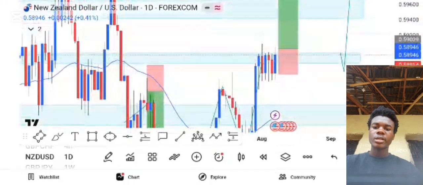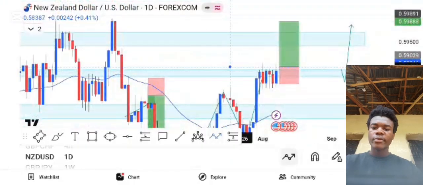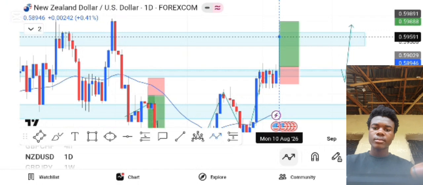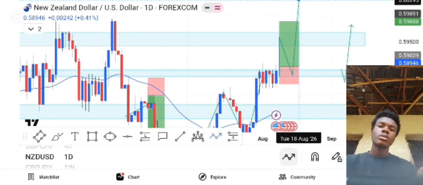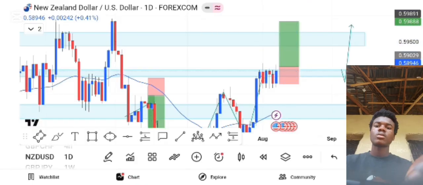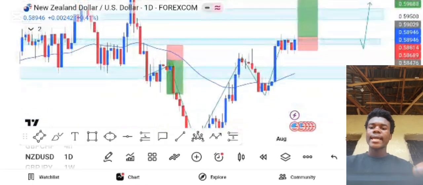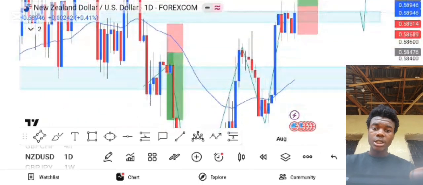So what I'm waiting for is a break and retest. I'm going to wait for something like this, then a pullback, then go long on the break and retest in the daily time frame to take the trend long. I guess that's what I'm going to do. And the daily time frame is also bullish, as you can see.